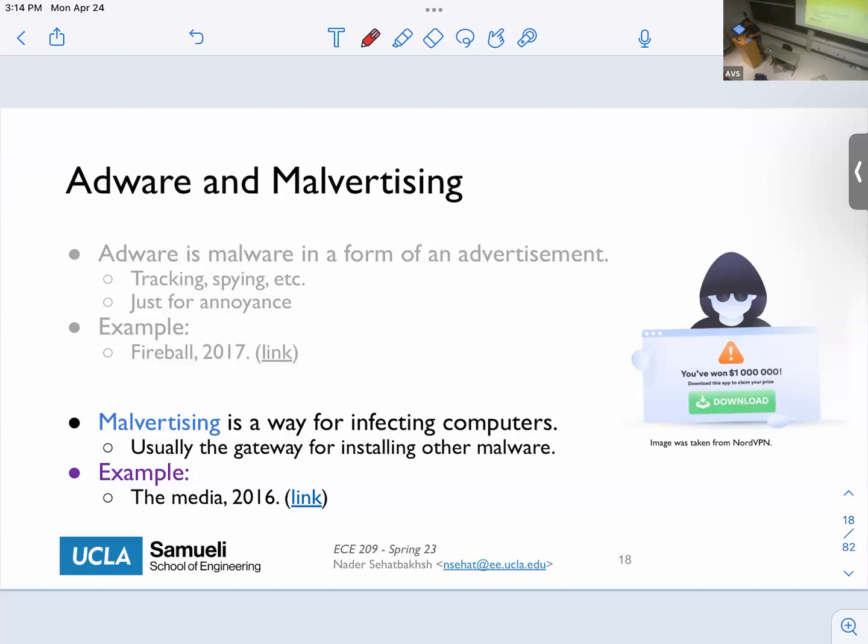Any of these emails that you receive that ask you to click here or click there is a form of malvertising, because once you click, they probably launch other things, and that would result in a malicious file.